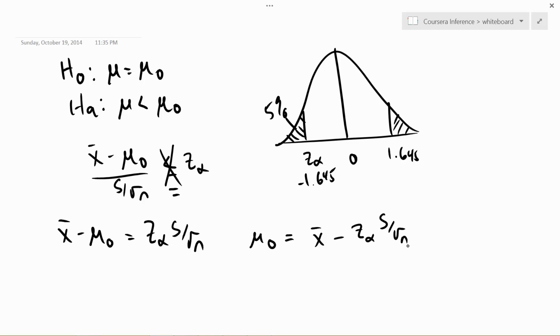And I think here's the part that has a tendency to trip people up. We're going to plug in negative 1.645 into here, but it's a negative of a negative, so we're going to get x bar plus 1.645 s over square root n.